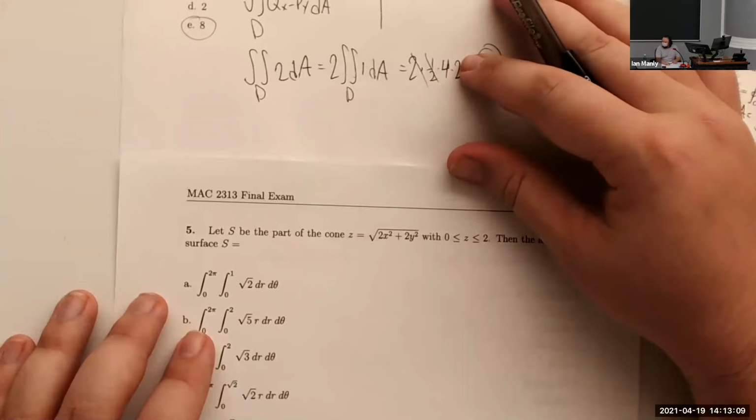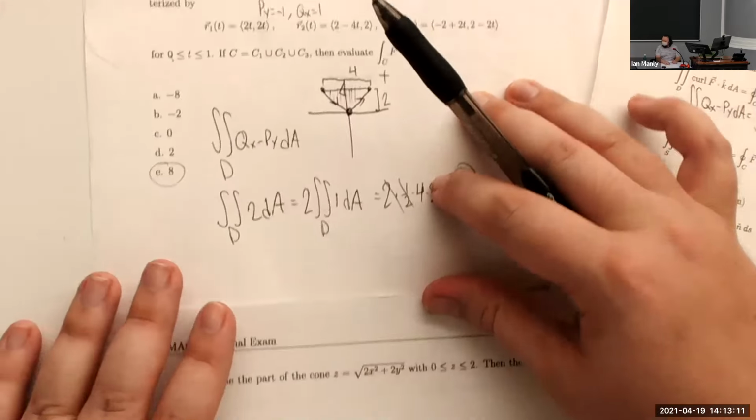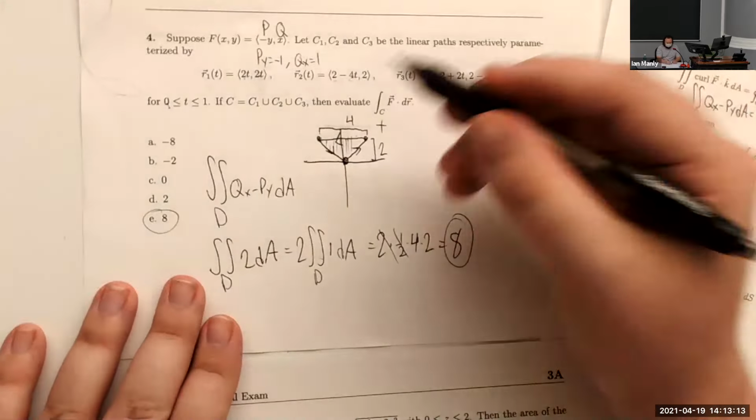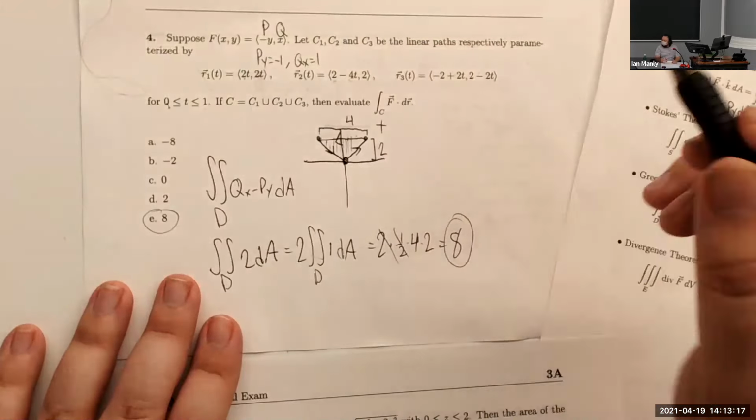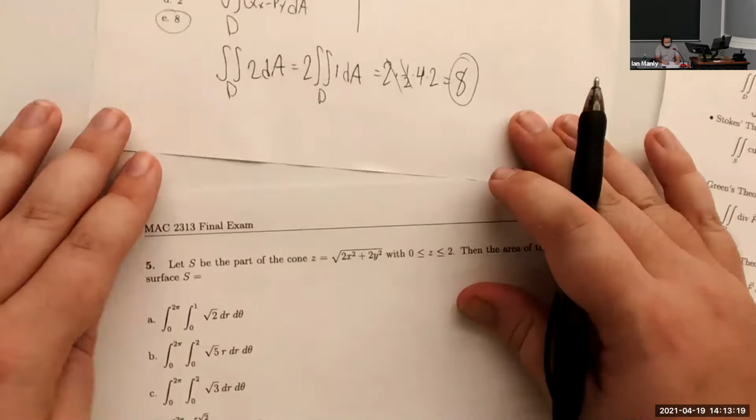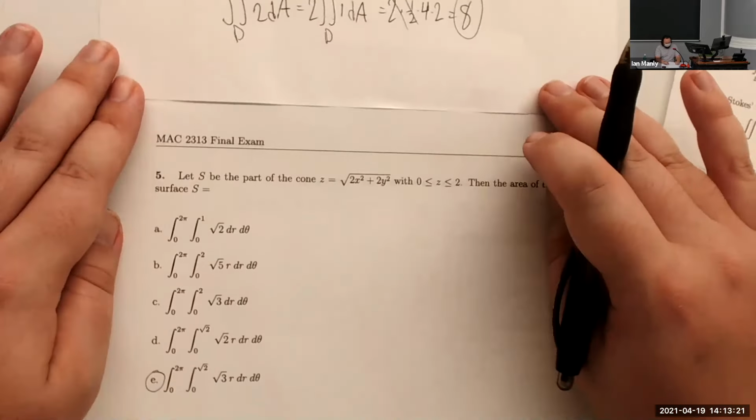Let's see right here. How do I get the numbers from the integral of 1 dA? It's the area of a triangle. So we have the base here, the height here, and then 1/2 times that. All right, now number 5.